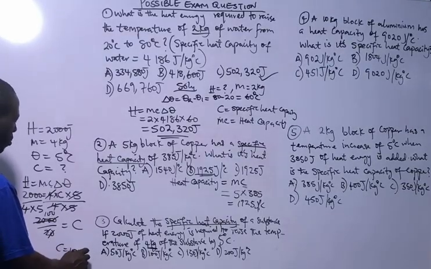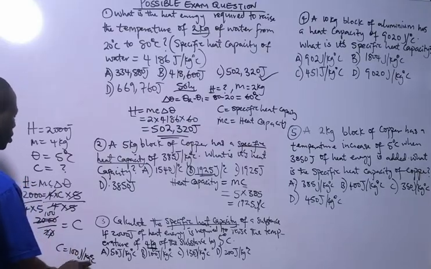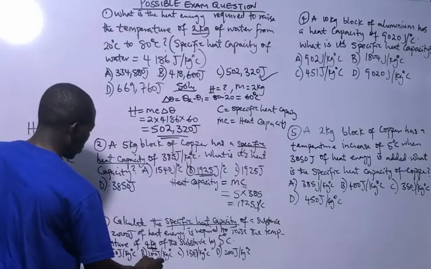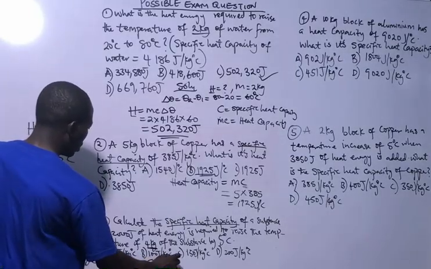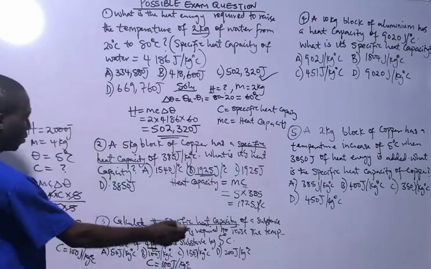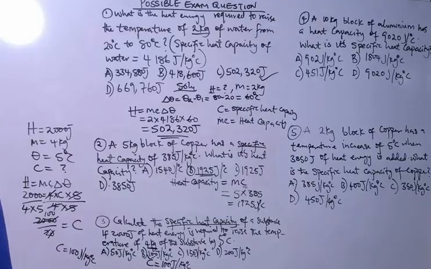joule per kilogram degree Celsius. That's it for our specific heat capacity. So here we have C equal to 100 joule per kilogram degree Celsius. In the given options, the one that is 100 is this. So that means the answer is option B.